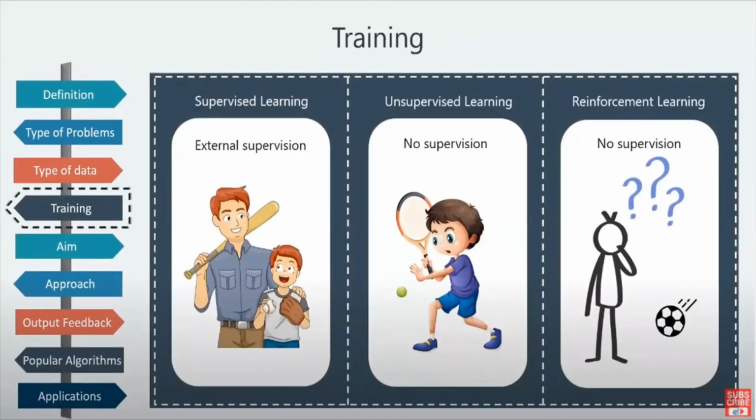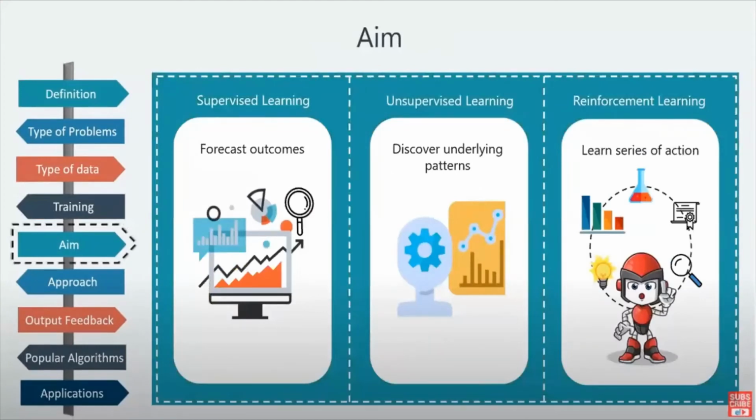Guys, the next parameter we are going to discuss is the aim of each of these machine learning types. The main aim or the end goal of a supervised learning algorithm is to forecast an outcome. Now, obviously, that is the basic aim of all these machine learning types, but the whole supervised learning process is built in such a way that it can directly give you a predicted outcome.